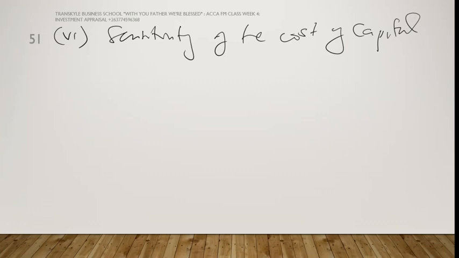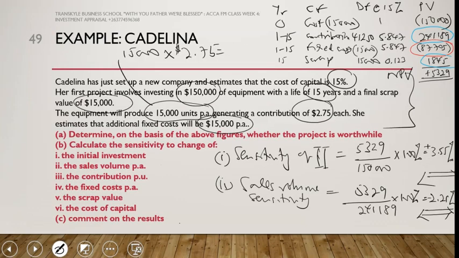Remember, the cost of capital is the one which we have used to discount everything, the discount rate of 15%. At the discount rate of 15%, we ended up having an NPV of 5,329, which was positive. So how sensitive is this discount rate to changes in the economy, to an extent that we end up having an NPV of 0?